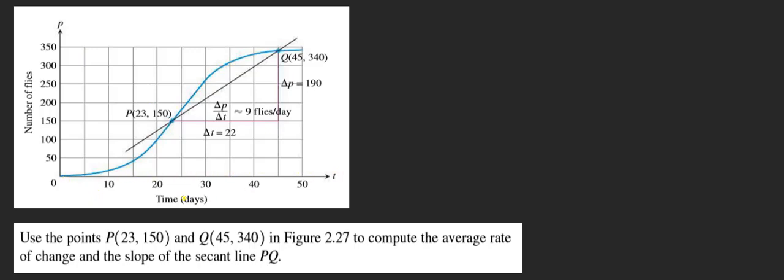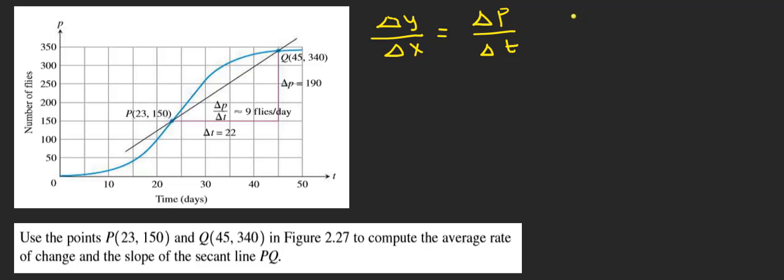The x-axis, which is t, represents the number of days. The y-axis, which is p, is the number of flies. So it looks like from day 23 to day 45, the number of flies has increased. So what will be the average rate of change? Well, you know that the slope is delta y over delta x. But in this case, it will be delta p over delta t. Change of p over change of t.